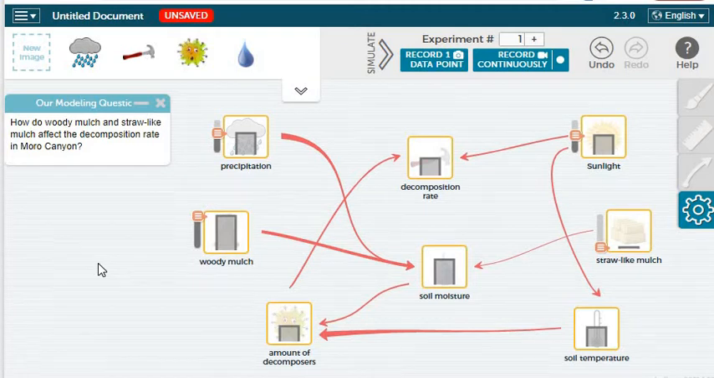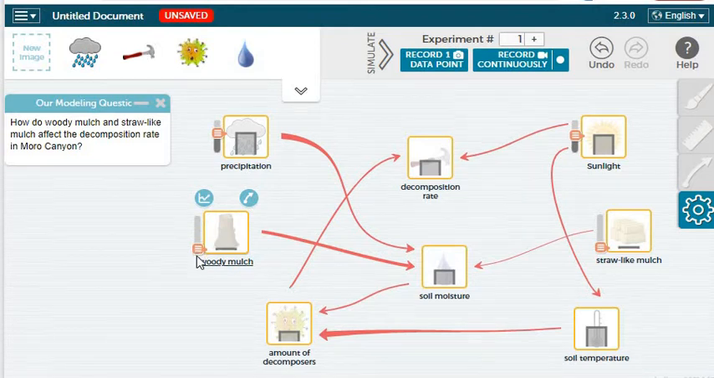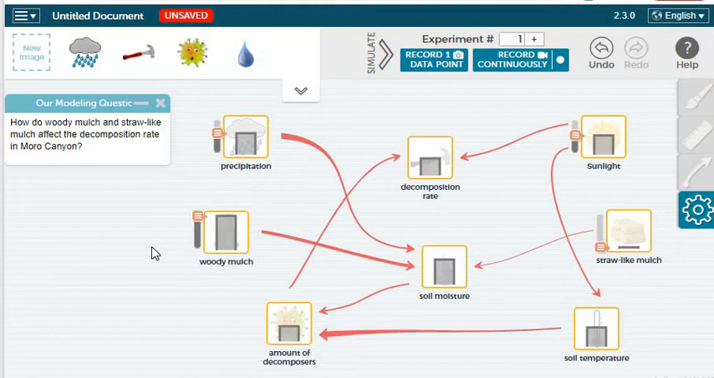What did you notice happened to the decomposition rate? A high bar means lots of decomposition, and a low bar means not a lot of decomposition. You can move it around to even watch what's happening without woody mulch and with woody mulch.